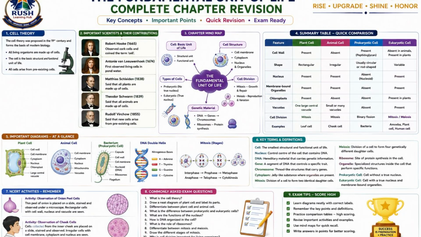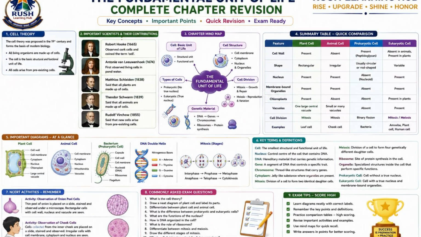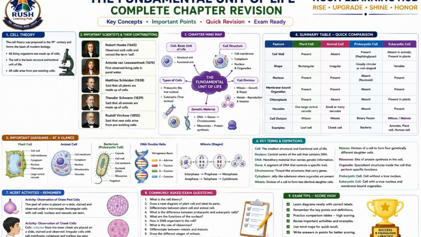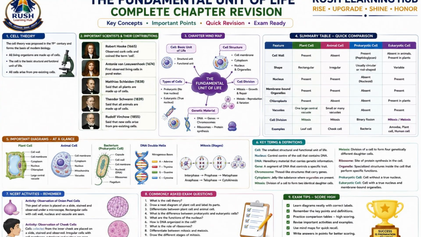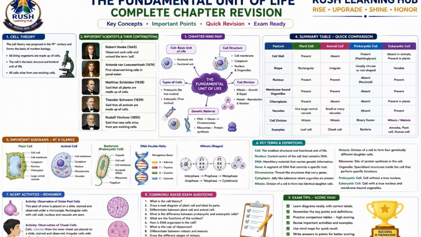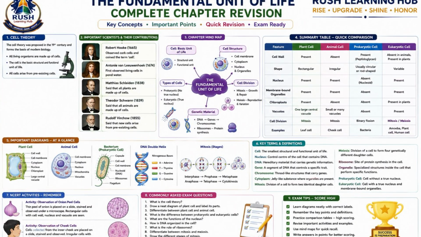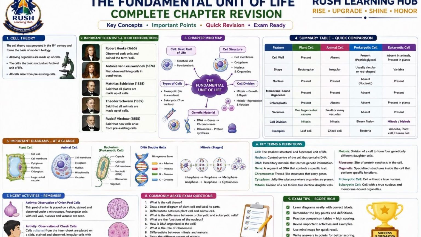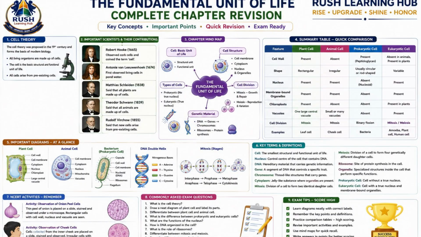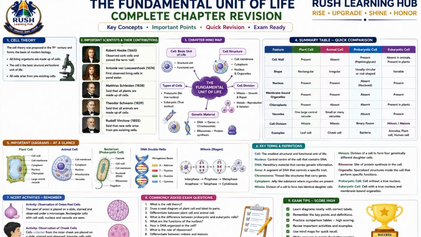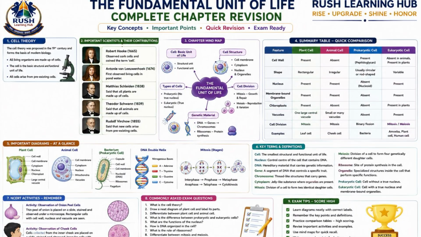For example, during the development of human fingers, cells between the fingers undergo programmed cell death, allowing separate fingers to form. Now let us understand totipotency. Totipotency is the ability of a single cell to develop into an entire organism. Plant cells are especially known for their remarkable totipotency.